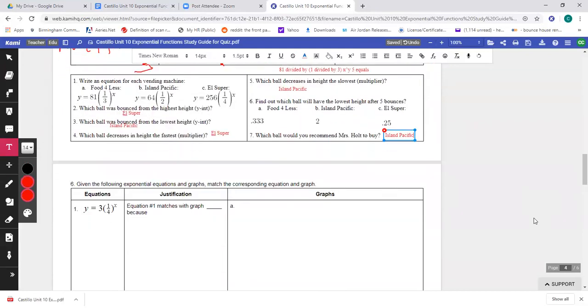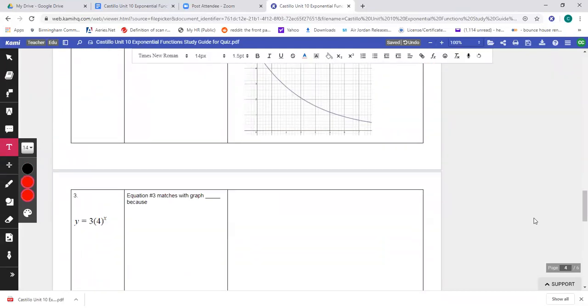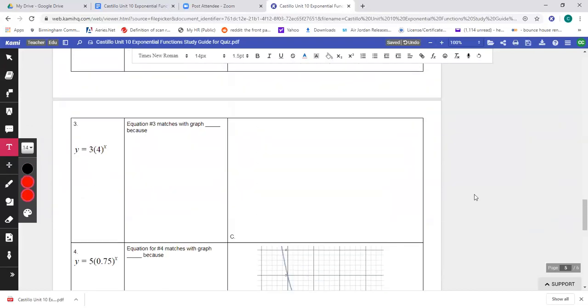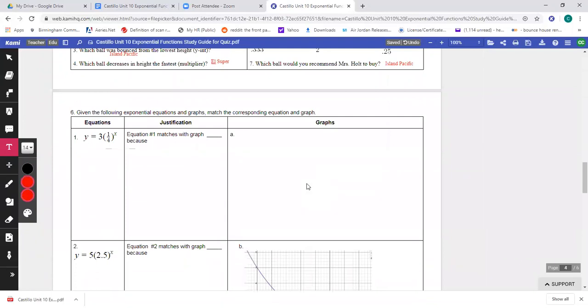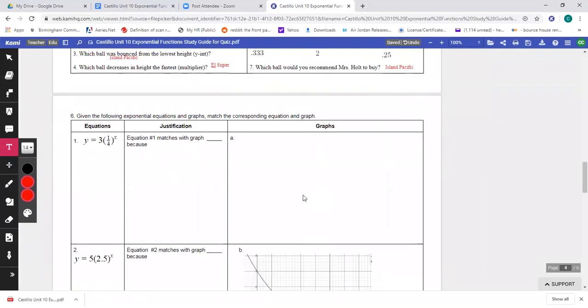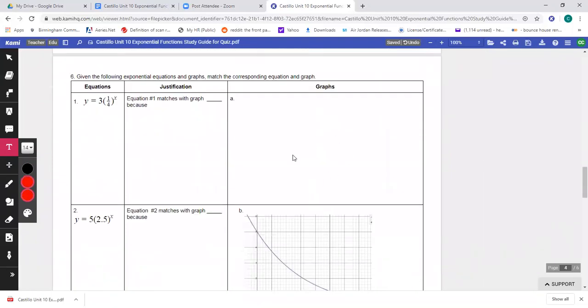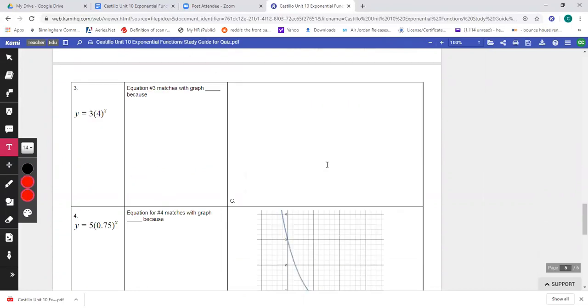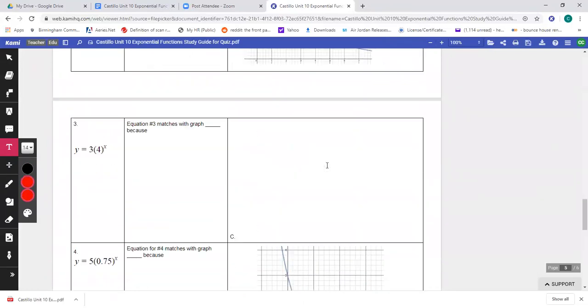Now, number 6 is just more practice. And for some reason, some of the graphs didn't appear here. That's interesting. But let's go ahead and do the 2 graphs that did appear.